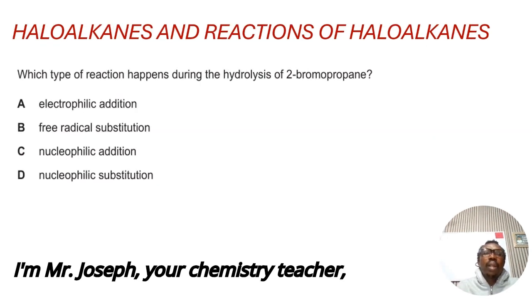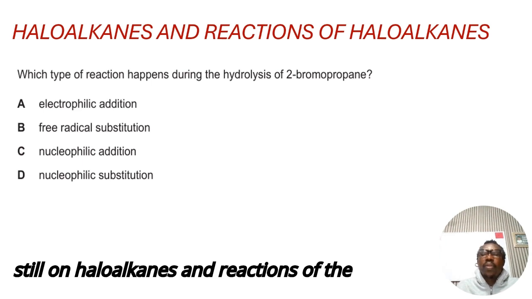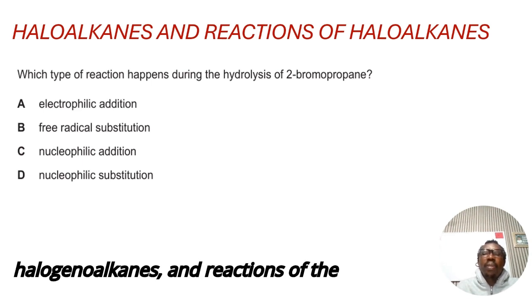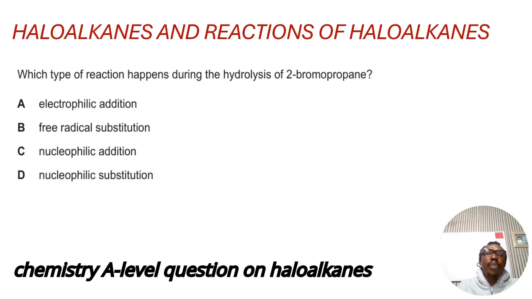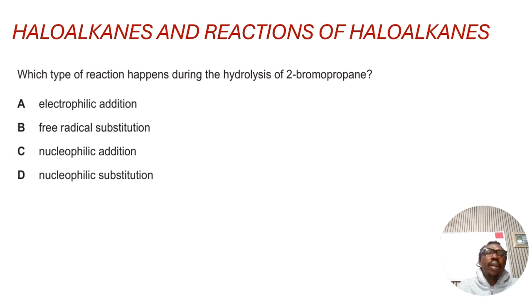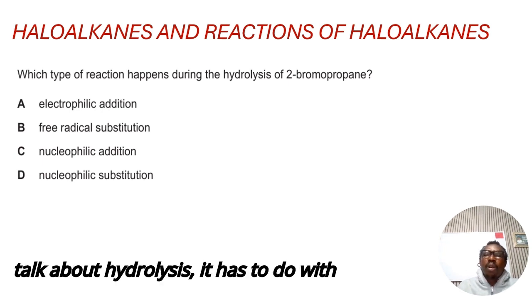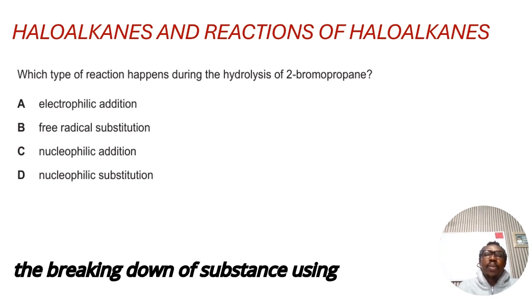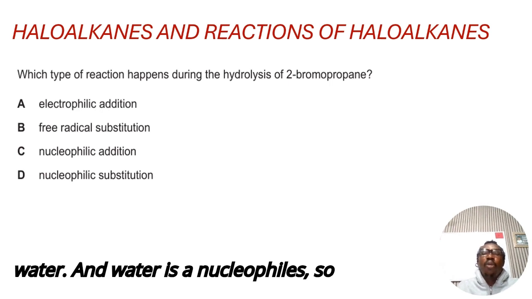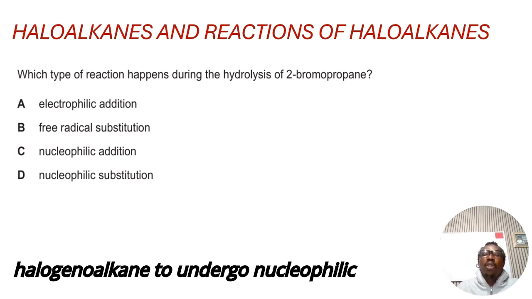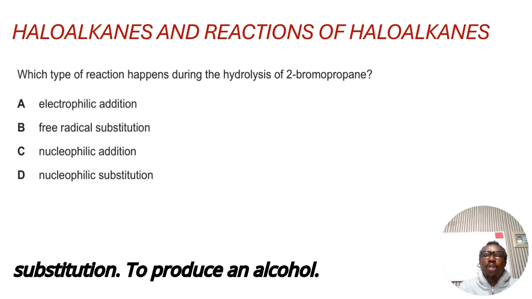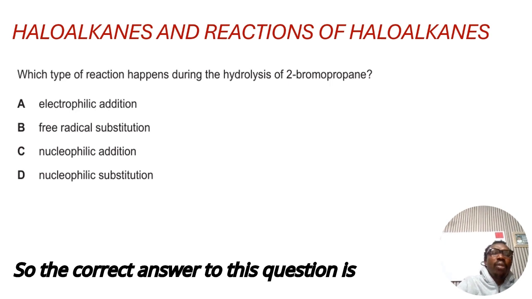Joseph, your chemistry teacher, still on haloalkanes and reactions of the haloalkanes, otherwise known as halogenoalkanes. Before us, a typical chemistry A-level question on haloalkanes. Now, which type of reaction happens during the hydrolysis of 2-bromopropane? When we talk about hydrolysis, it has to do with the breaking down of a substance using water. And water is a nucleophile. So when it reacts with a halogenoalkane, it undergoes nucleophilic substitution to produce an alcohol. So the correct answer to this question is D.